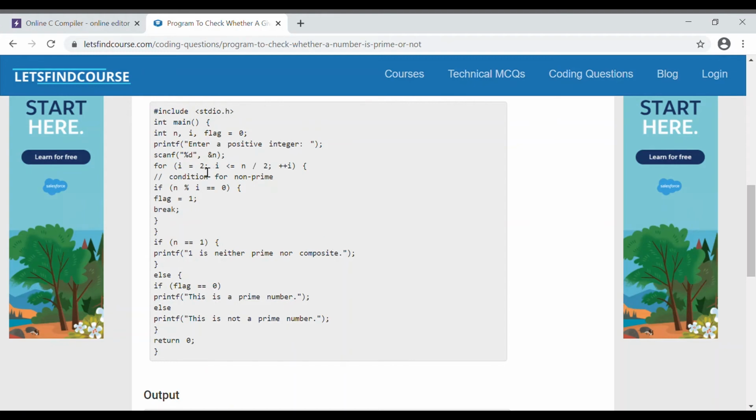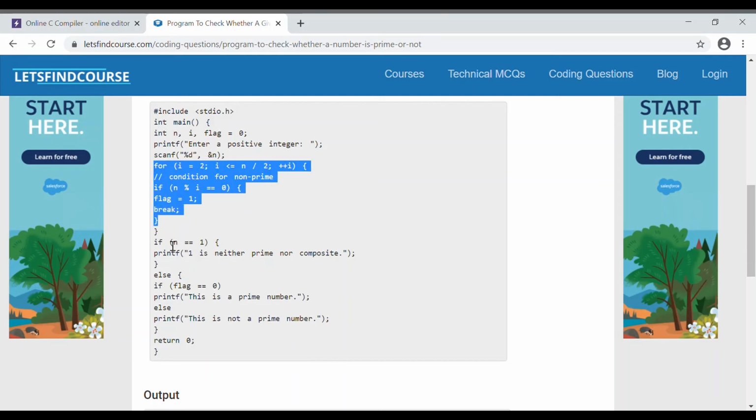So suppose i equals 2, we check whether the remainder of that number is 0 or not. Divisibility we generally check this way: if the remainder is 0 then it is divisible, and if the remainder is not 0 then it is not divisible. So n % i == 0, where initially the value of i is 2. If it is divisible, then flag is set to 1 and break. We will exit that loop.